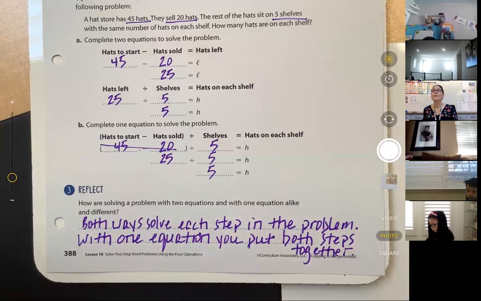I'll give you just a moment to get the rest of those notes down, and then we're going to come back together for a bit of discussion.